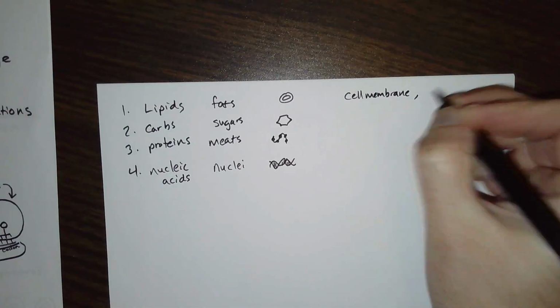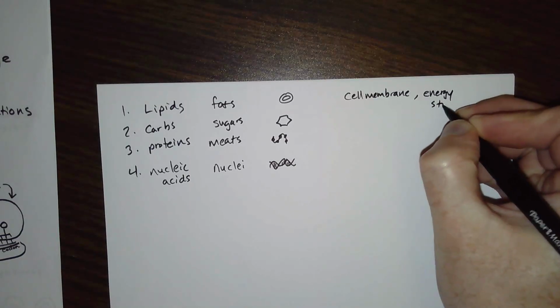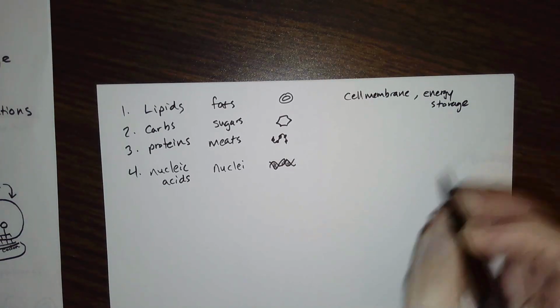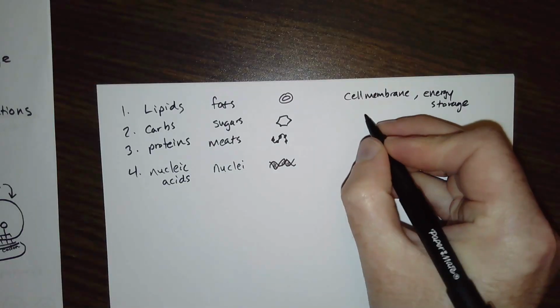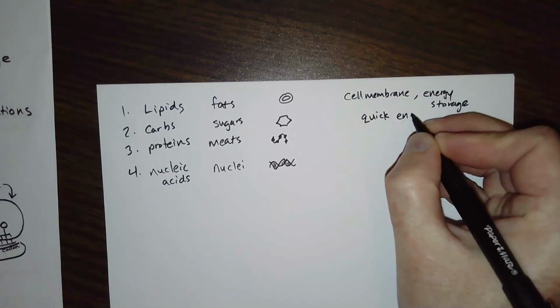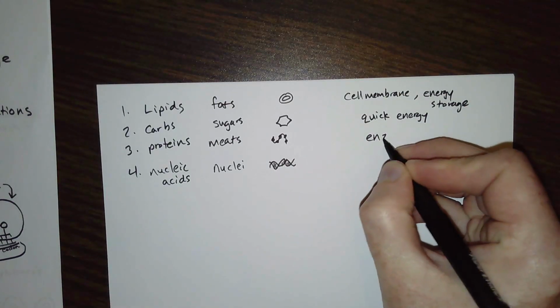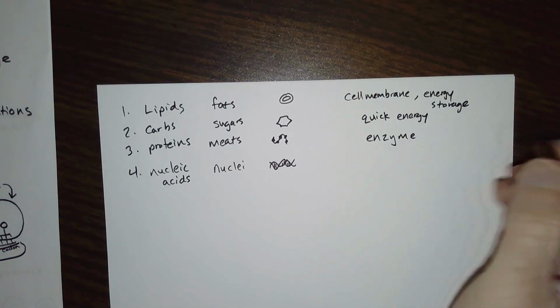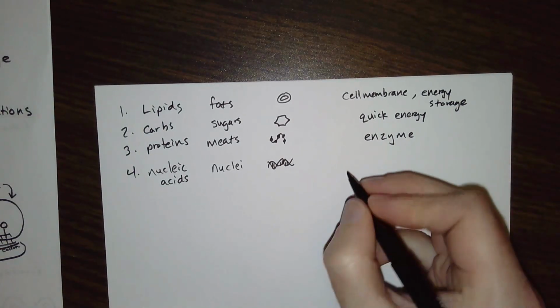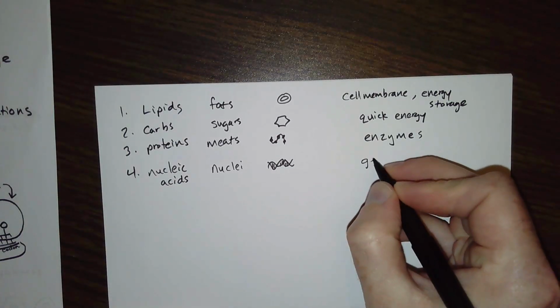Lipids form the cell membrane. They also do energy storage. Carbohydrates give us quick energy. Proteins are most important for enzymes, but also fingernails, hair, enzymes, and nucleic acids give genetic instructions.